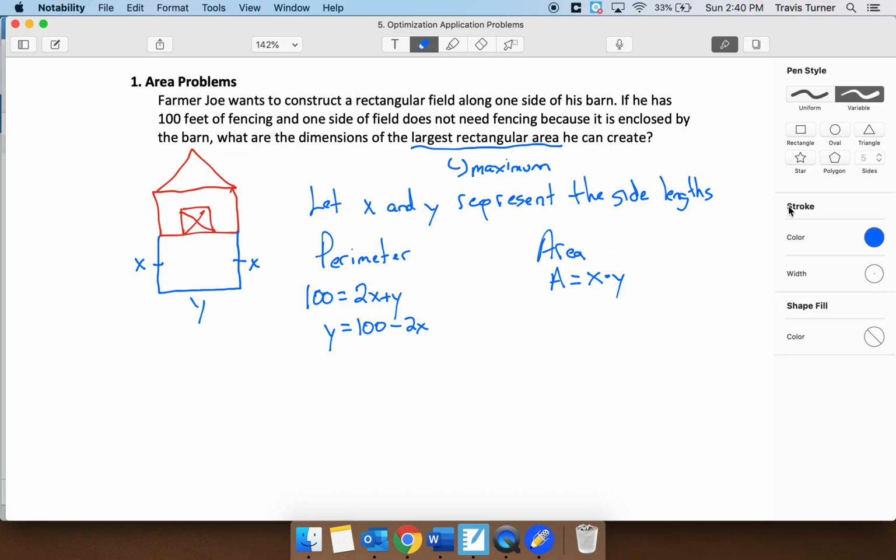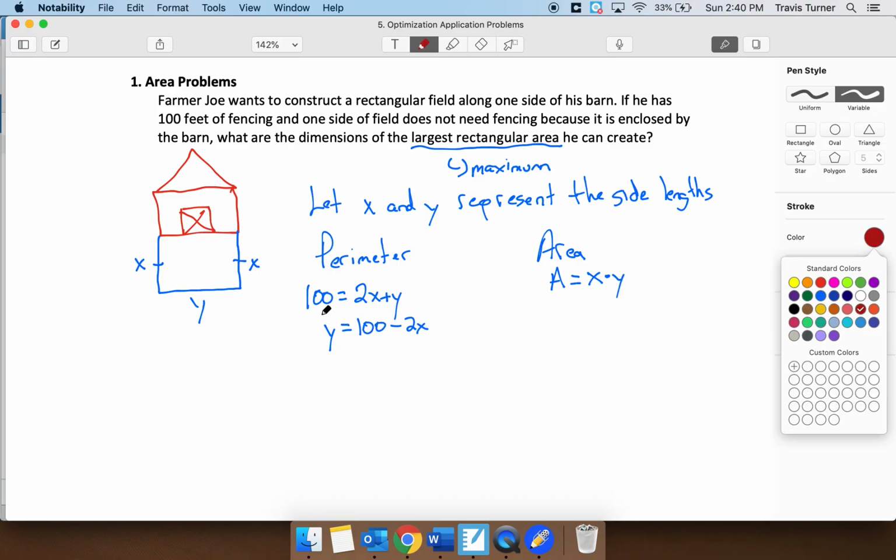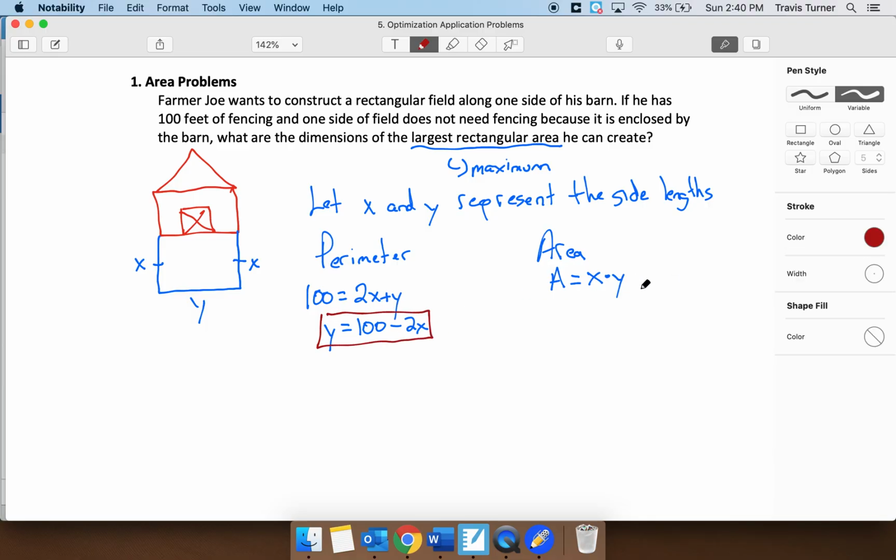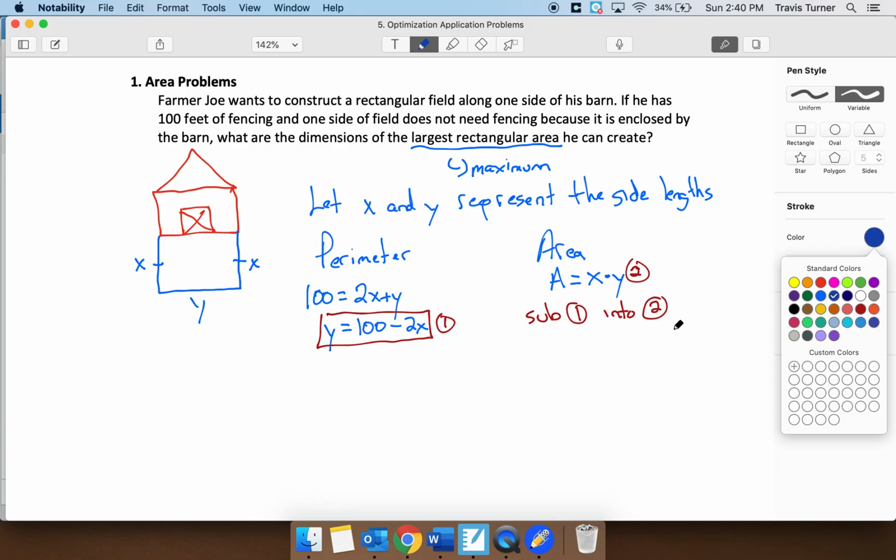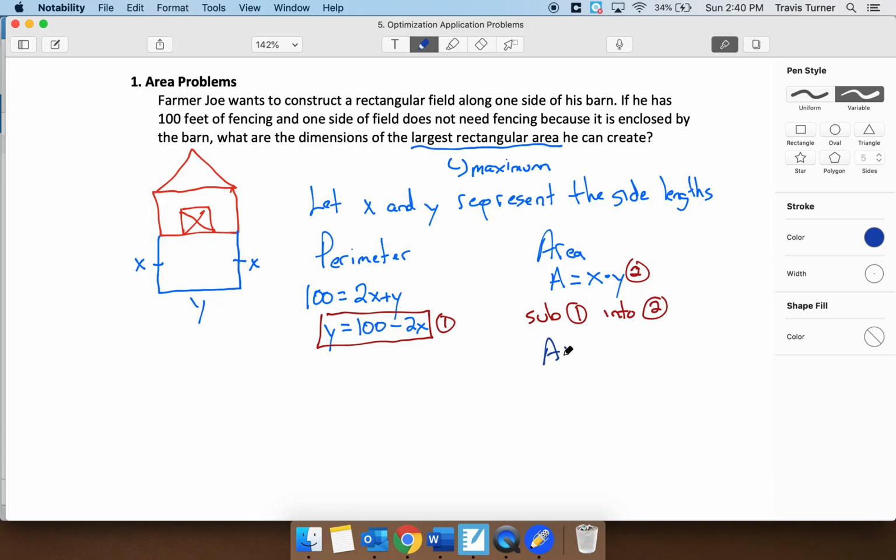What I'm going to do is take this equation and replace y in my area here. So I'm going to sub this in. Let's call this equation 1 and this equation 2. So I'm going to sub 1 into 2. So I get the area is equal to x times 100 minus 2x. Notice now I have no y's left in here, and I can use this in order to figure out what x is. So I multiply the x through, I get 100x minus 2x squared.